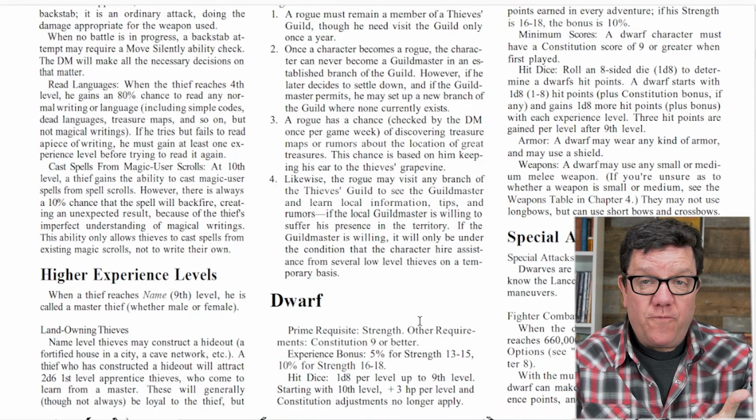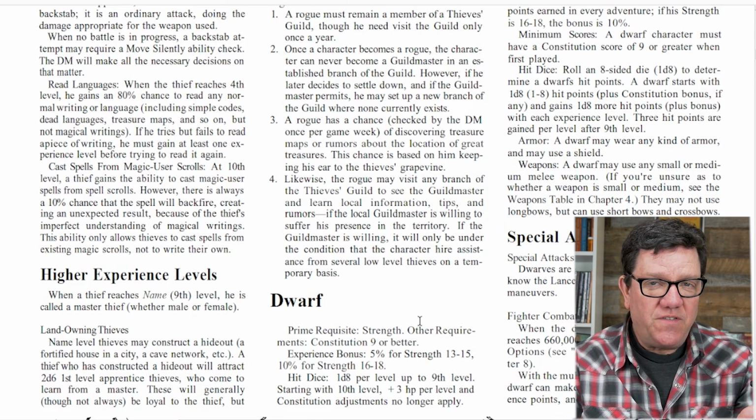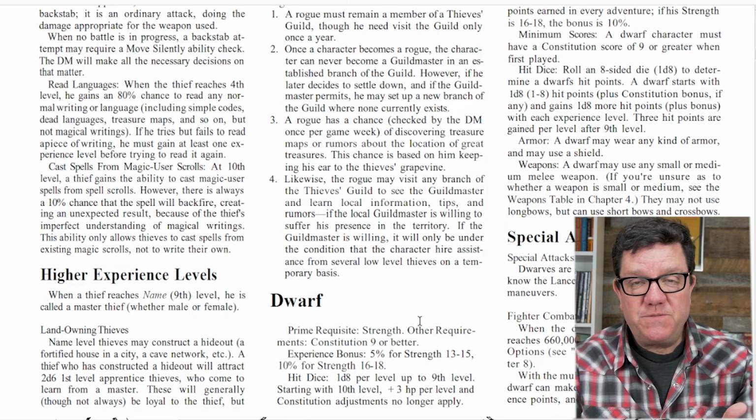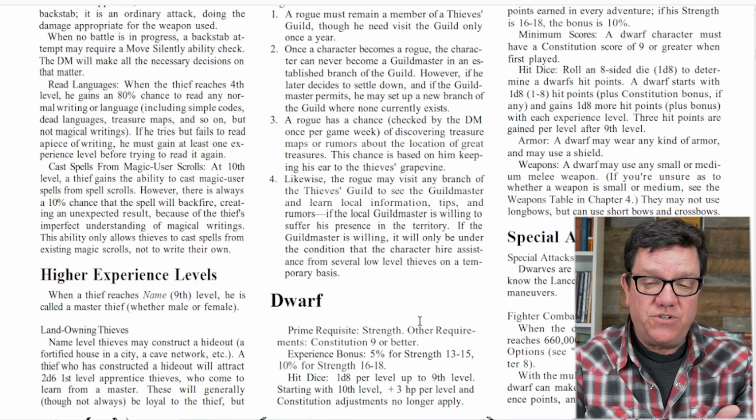All right, then we have the dwarf, which is the character that I rolled up last time as a sample character. Strength is the prime requisite for experience, but now you have a category, Constitution.